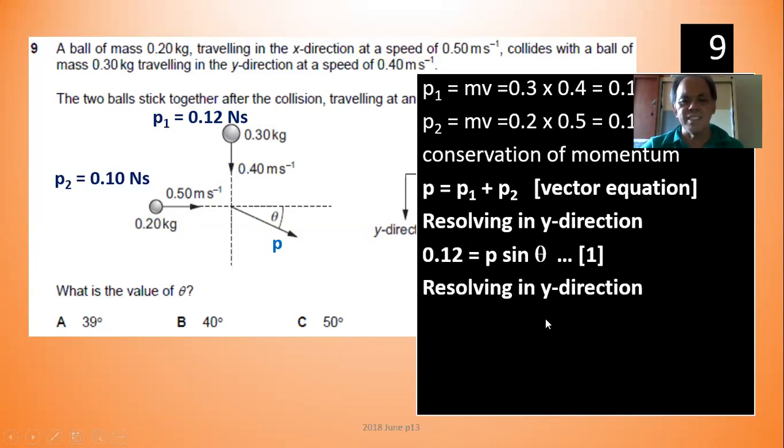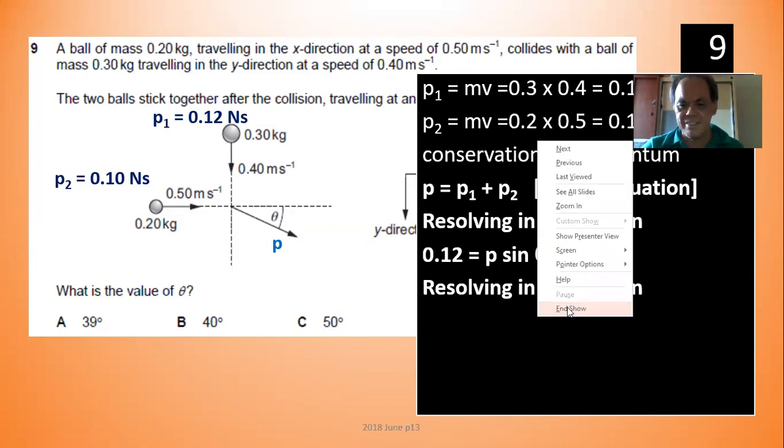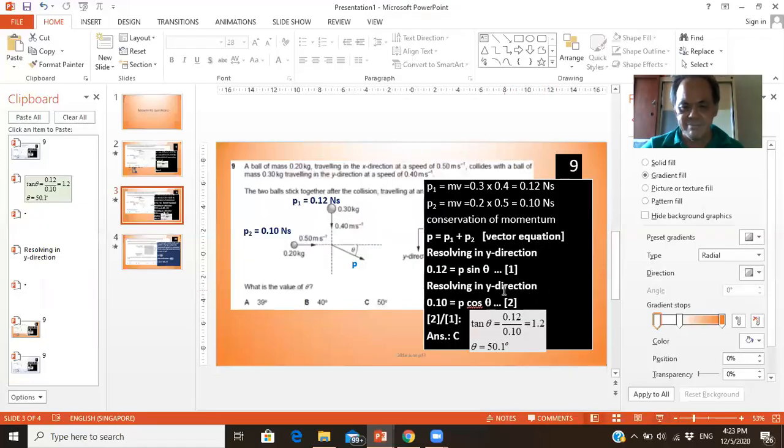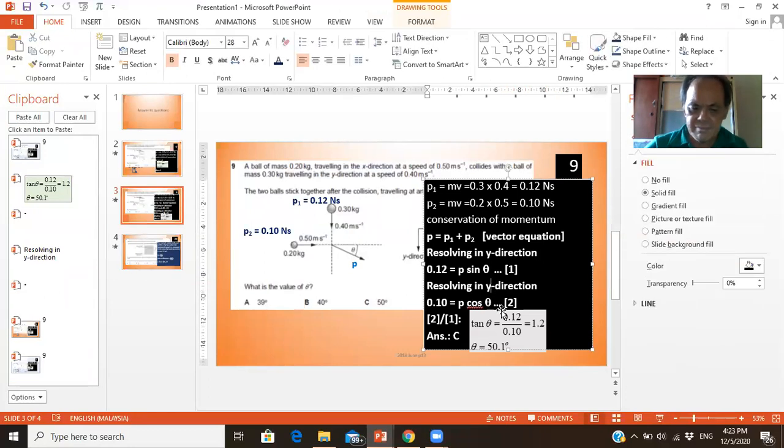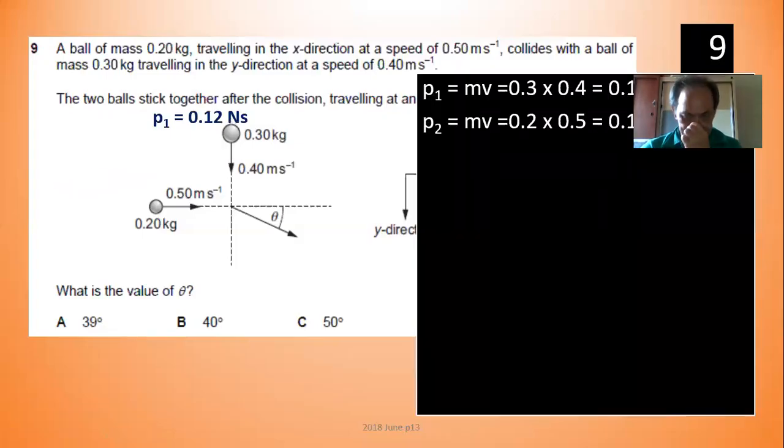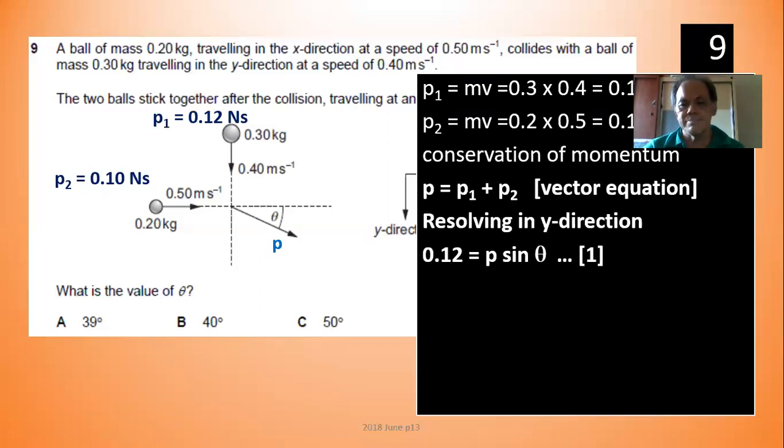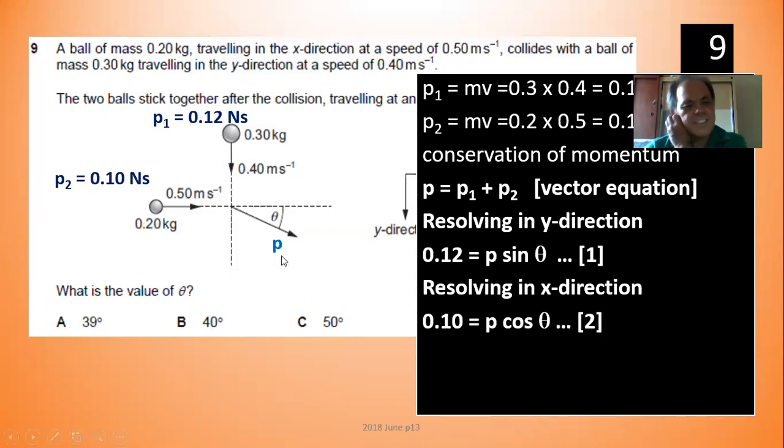Then resolving in the, sorry, this one should be the x direction. Let me just correct the mistake. Should be in the x direction. Resolving in the x direction, this is the only one in the x direction. The final one is just your P cos theta. These two must be the same, the resultant.